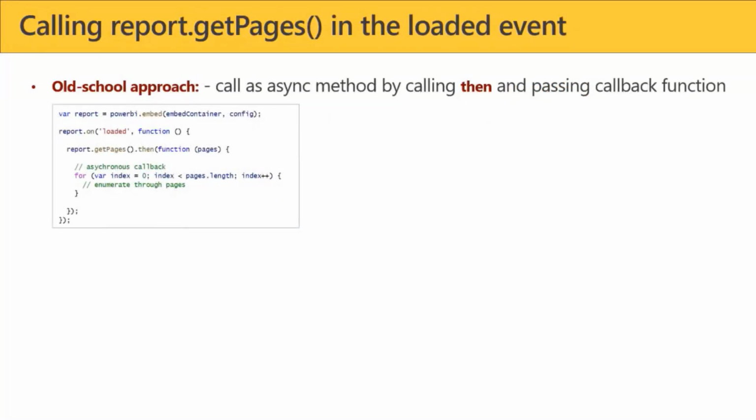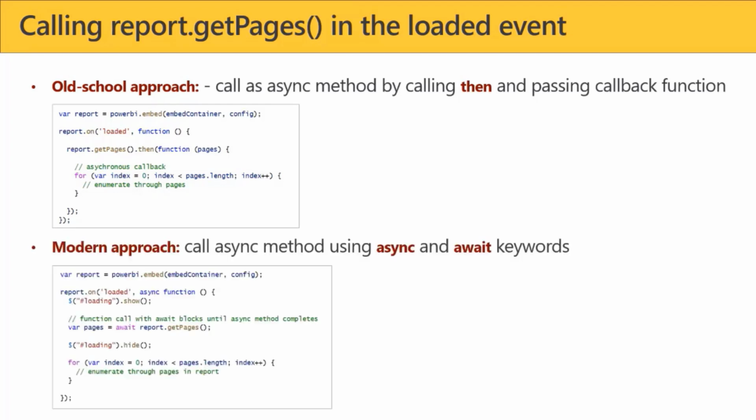Also, when we start working with this API, you're not calling across the network, but you are calling across domains. So for that reason, they've created all these methods as asynchronous. So if we look at the code on top here, I'm going to handle the loaded event. As the report's loading, I want to run some JavaScript code to do something. So I'm going to call report.getPages. But getPages is asynchronous. So the old school technique would be to call .then, and then to have an anonymous function that runs inside there.